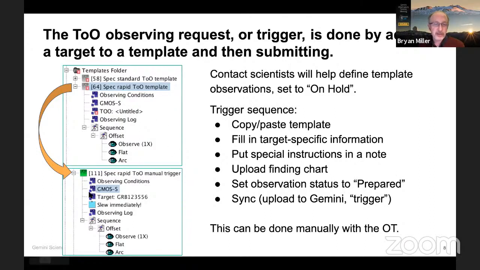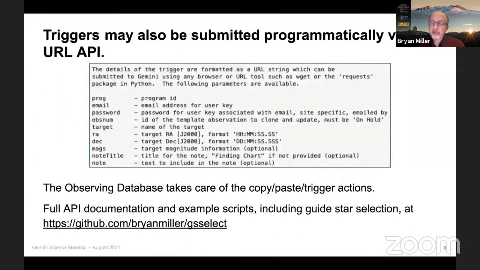So as you can see with these screenshots, this can be done manually with the observing tool, or OT. But it can also be submitted programmatically via this URL API. You see a little bit of the instructions here. Basically, you construct this URL string, which provides information to the database with all the target information and the other target-specific information like I had on the previous page. And the ODB takes care of the copy, paste, and trigger action.